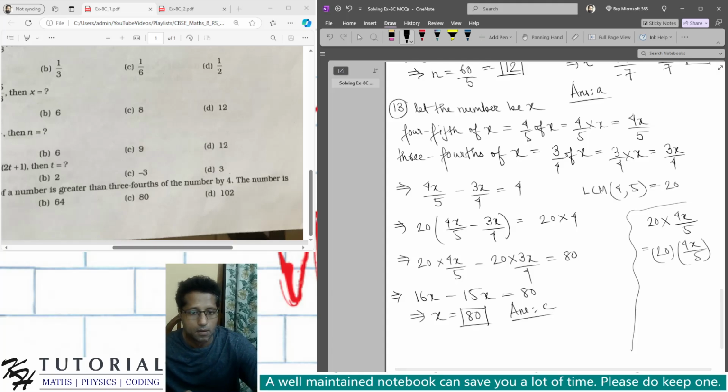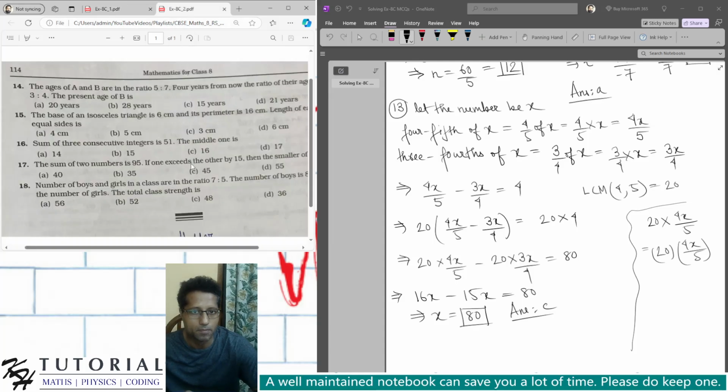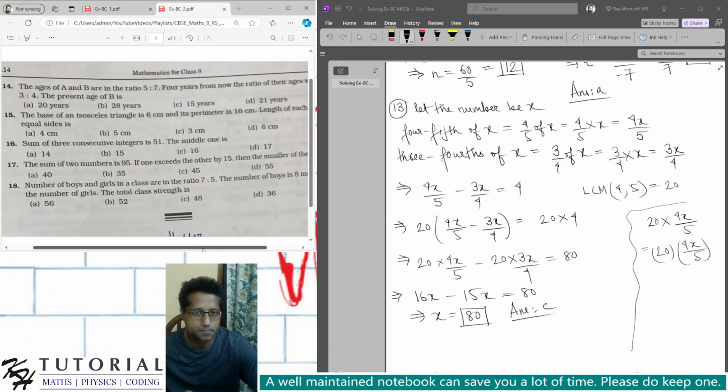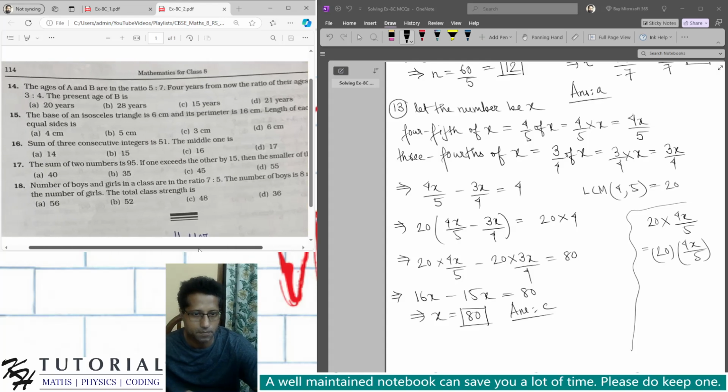Okay. Let's do problem number 14. So the rest of the problems are what problems? That is application of solving linear equations.